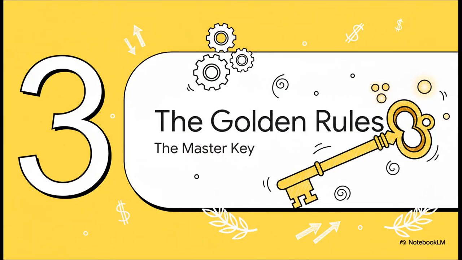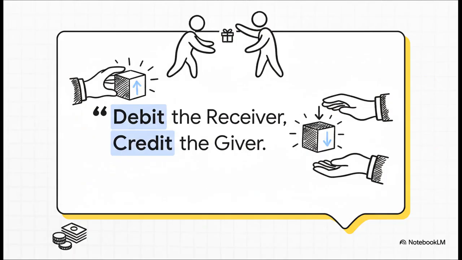Okay, deep breath. This is where it all clicks into place. We have our debit and credit idea, right? And we have our three types of accounts. Now, it's time to bring out the master key that connects everything. Get ready for the three golden rules of accounting. So let's start with personal accounts. The rule is so simple, it's beautiful. Debit the receiver, credit the giver. That's it. Debit the person who gets something, credit the person who gives something.